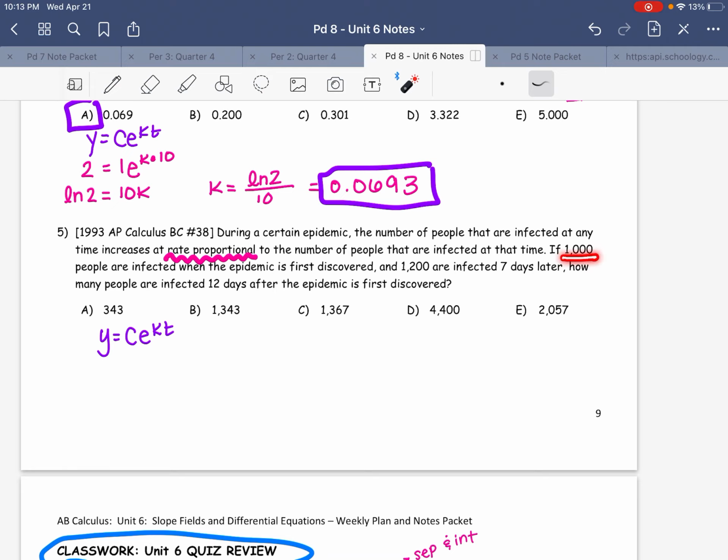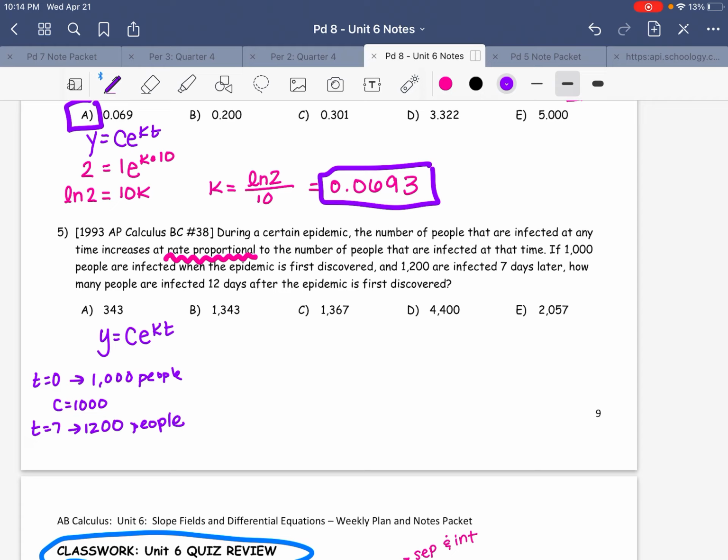It says, if 1,000 people are infected when the epidemic is first discovered. So I could write down at time is 0, 1,000 people are infected. Or I could write down that C is 1,000. That's how much we start with. Then it says 1,200 people are infected 7 days later. So at time is 7, 1,200 people are infected. How many people are infected 12 days after the epidemic is first discovered? So after 12 days, how many people? And that's what we're looking for.